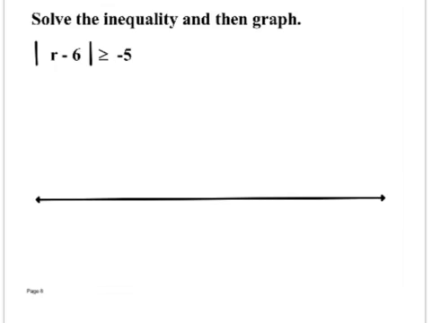Write this down. The absolute value of r minus 6 is greater than or equal to negative 5. The absolute value of r minus 6 is always going to be positive. So will it always be greater than negative 5? Yes. Does it matter whatever r is? No, because it will always be greater than a negative number because it will always be positive. So our answer to this is r is a real number.